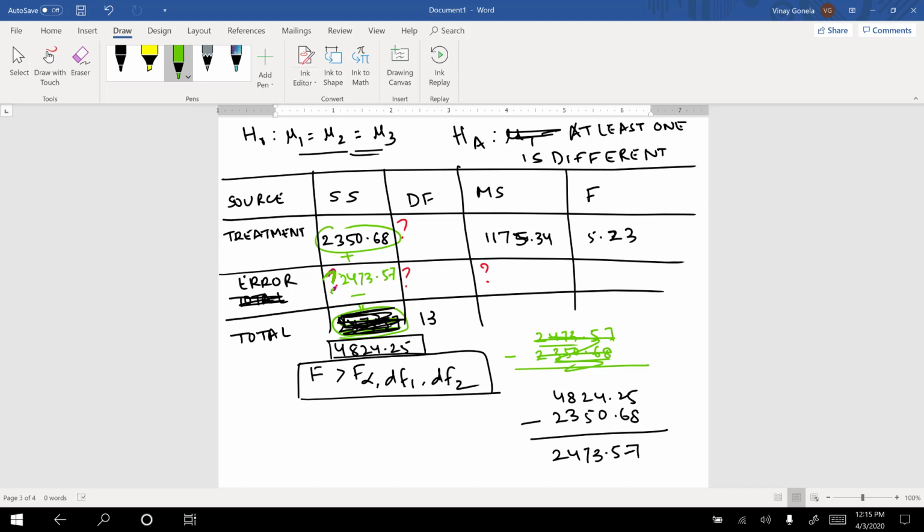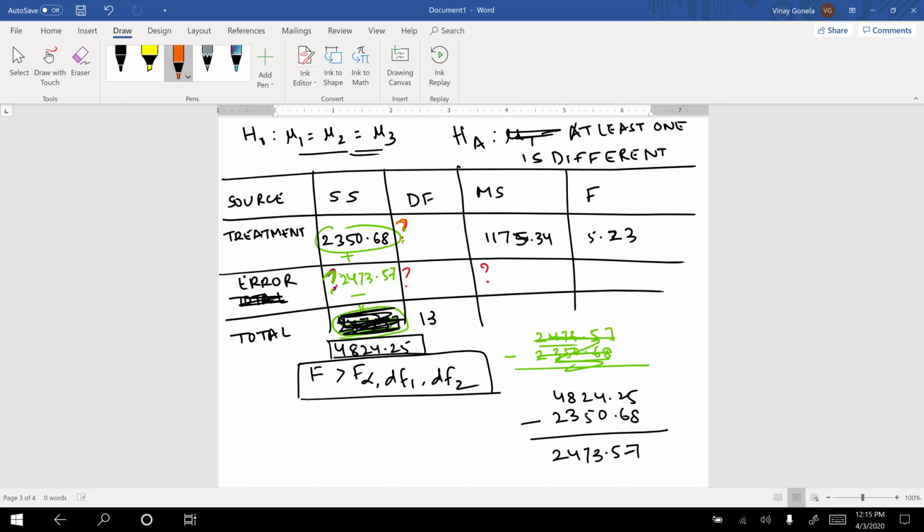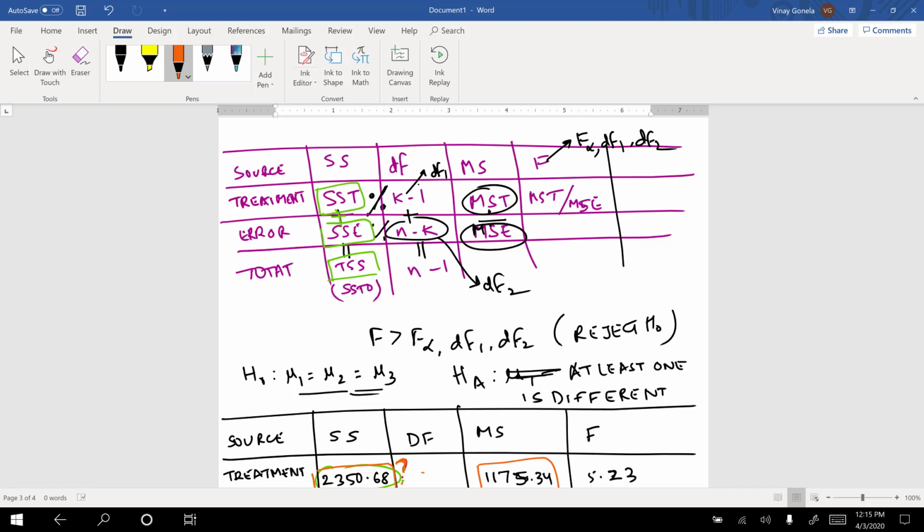So now I have this and this. I need to get these degrees of freedom. So if I wanted to get this part, maybe I will use a different color. If I wanted to get this, I know this divided by this is going to give me this. So if you see, SST divided by K minus 1 is going to give me MST.